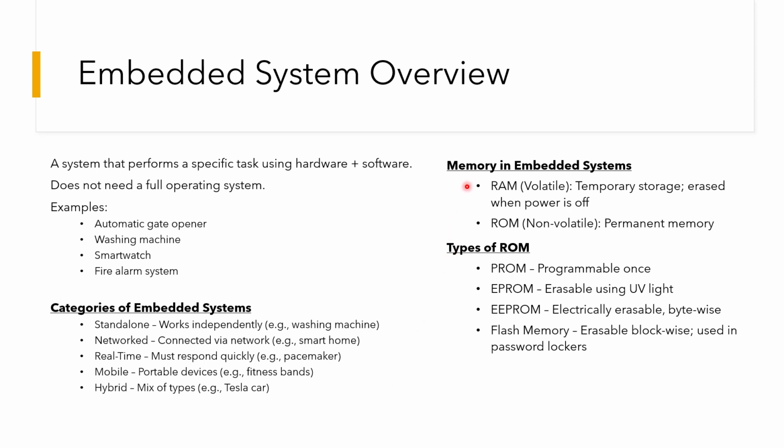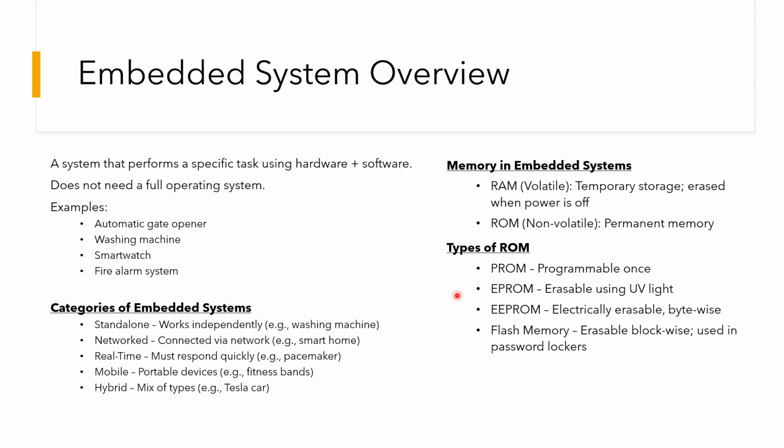Coming to memory in embedded systems, there are RAM and ROM. RAM is temporary storage, which will be erased when power is off. So RAM is volatile. ROM is non-volatile, which is permanent memory: if it is written, then it is stored permanently. The types of ROM are PROM, EPROM, EEPROM, and flash memory.